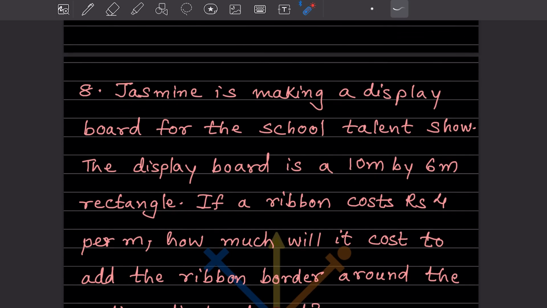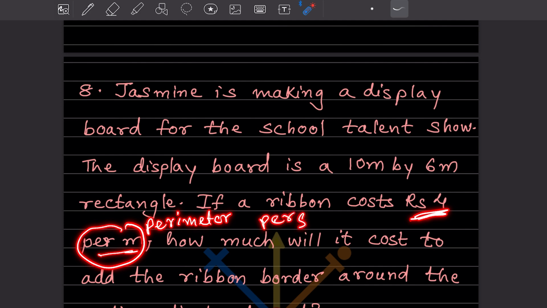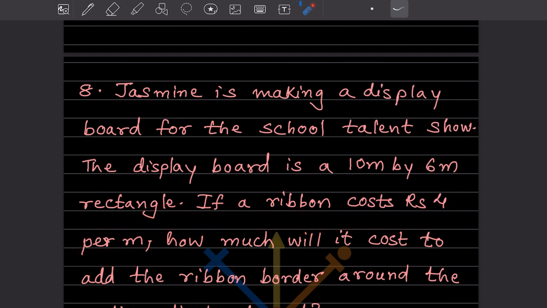Now the next one says that Jasmine is making a display board for the school talent show. The display board is 10 meter by 6 meter. So the length is given as 10 meter, and the breadth is 6 meter. If the ribbon cost is 4 per meter, I have told you in the previous video, whenever per meter is given, you have to think about the perimeter. If it was per square meter, whenever the word square is used, that means it is going to be the area. This is just per meter, so you have to think of the perimeter. How much will it cost to add the ribbon border around the entire display board?